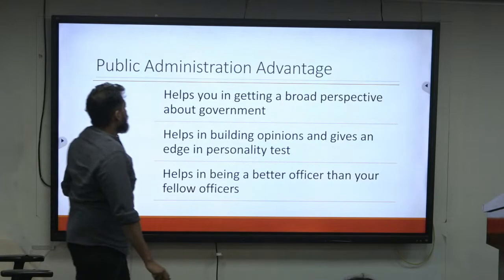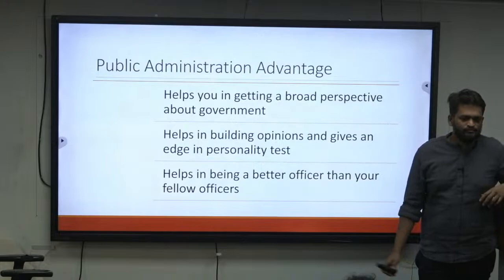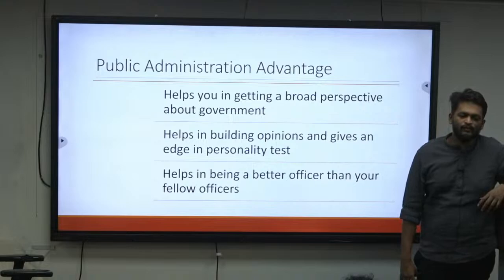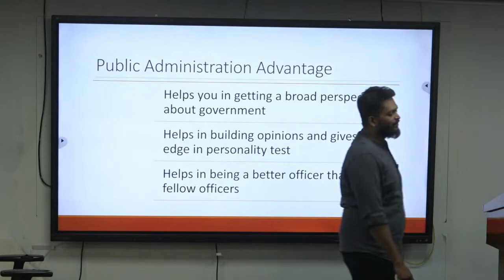Apart from this, it helps you get a broad perspective about government. Ultimately, what is the job that you are trying to do? You are getting into IAS or IPS, or it is civil service. Civil service means you are working for government. Before you get into government itself, you will start understanding how government works from every dimension, so that you will be able to do your job in a much better manner.